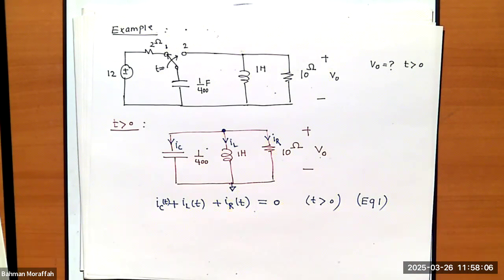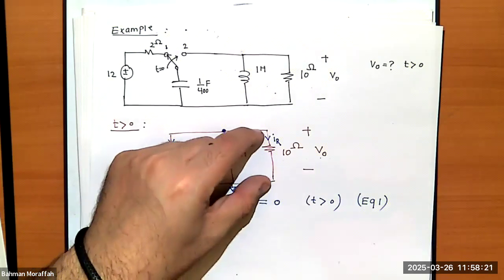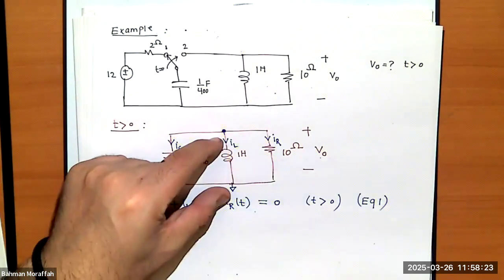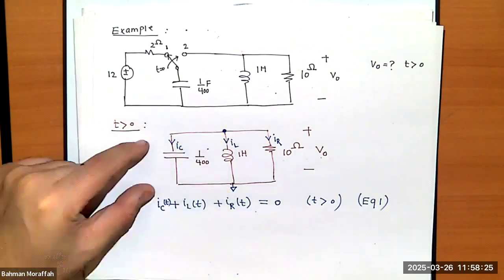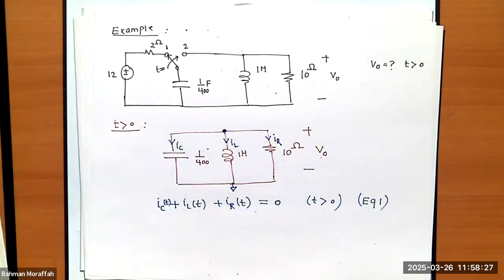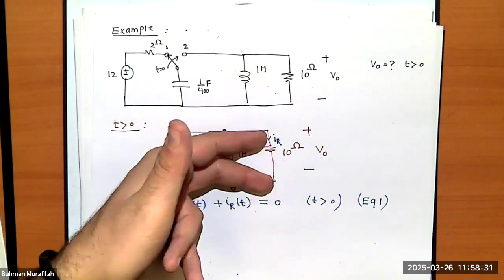It's just a KCL. But we know it's true for any time that's greater than 0, including 0 plus. Right? Do you agree voltage across this resistor is exactly the same as voltage across this inductor, is the exact same as voltage across this capacitor? They are, because they're all in parallel. And we know this voltage is V out.